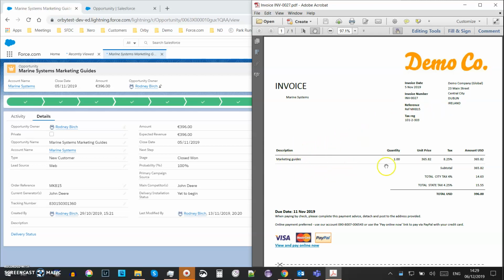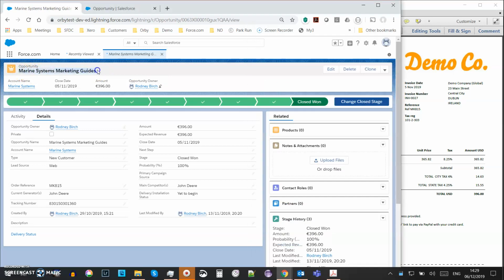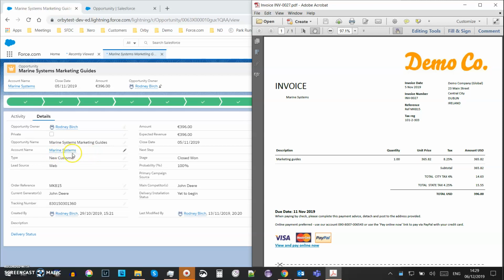Next thing on the invoice is the line item section. This has one line item. The description is marketing guides. So you've been selling marketing guides to Marine Systems. How does that appear in the CRM system? Well, it seems Salesforce have decided that it should be the customer name and then the actual thing you're selling. So the line item is going to be broken into, you're going to separate out the customer account name from the opportunity name and come up with your description.